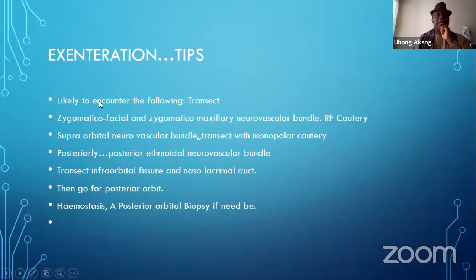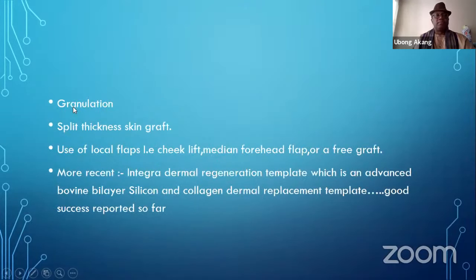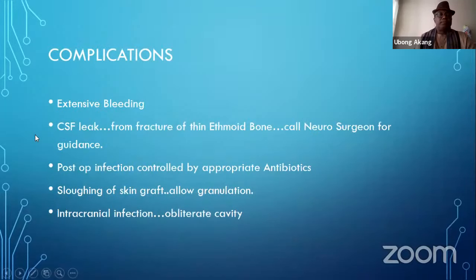Tips for exenteration. You are likely to encounter the following. You have to transect all of these vessels here before you go to the posterior orbit, then do hemostasis and allow for granulation. If you don't want it to granulate, you can do a split thickness skin graft. You can use local flaps, cheek lift, or a medial forehead flap. More recently, you have the integra dermal regeneration template, which is an advanced bovine bilayer of silicone and collagen dermal replacement template, with which good success has been recorded so far.